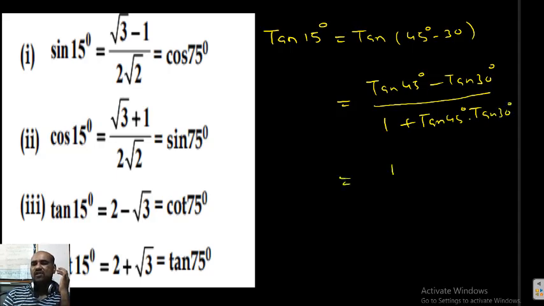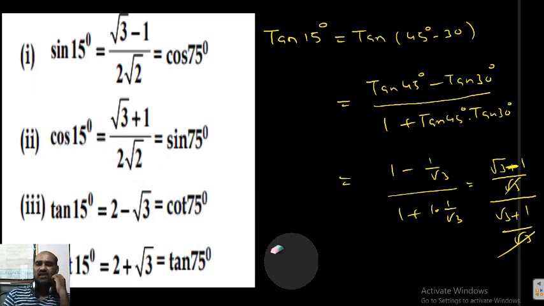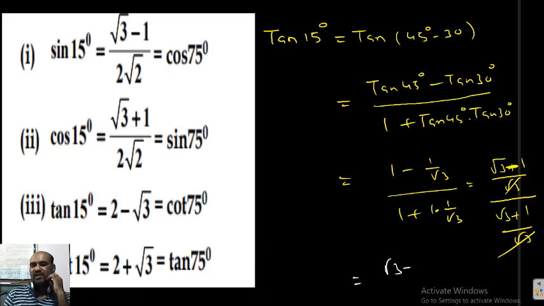So this is 1 minus tan 30, meaning 1 by root 3, by 1 plus 1 into 1 by root 3. Taking root 3 as LCM, we get root 3 minus 1 by root 3, by root 3 plus 1 by root 3. This root 3 gets cancelled. So what I got, I will write clearly here: root 3 minus 1 by root 3 plus 1. This is the tan 15 value.